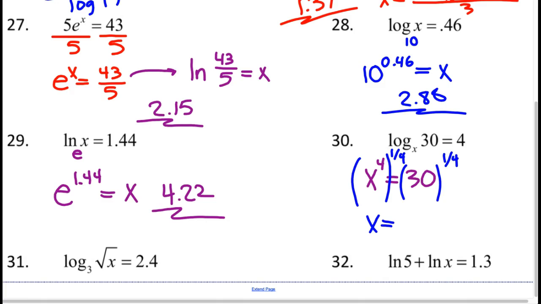Wow, I'm going really fast, huh? I'm starting to become winded. Let's see what my heart rate's at. 86, wow, that's pretty good. All right, 30 to the 1/4 power, that's going to be 2.34.